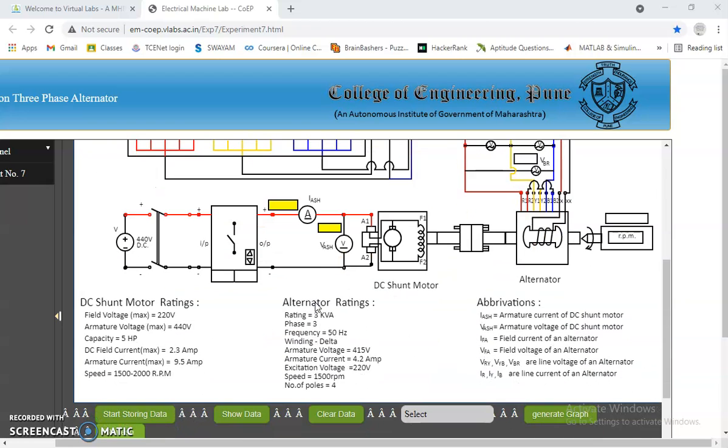Now let's go into the simulation part. The 440 volt DC supply is given to the DC shunt motor by closing the DPST switch. Next, we need to bring the alternator to its rated speed. For that, the variac is used to vary the voltage up to the rated speed.